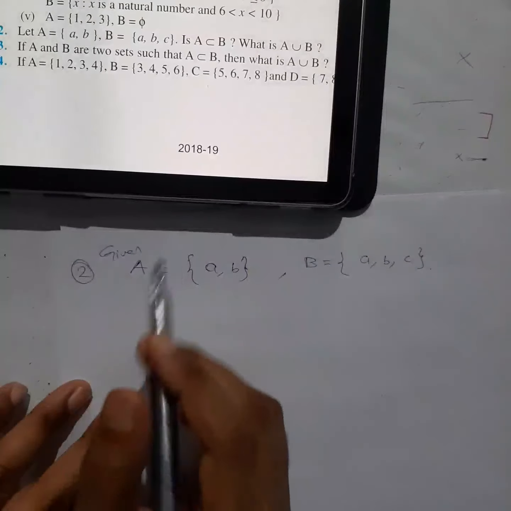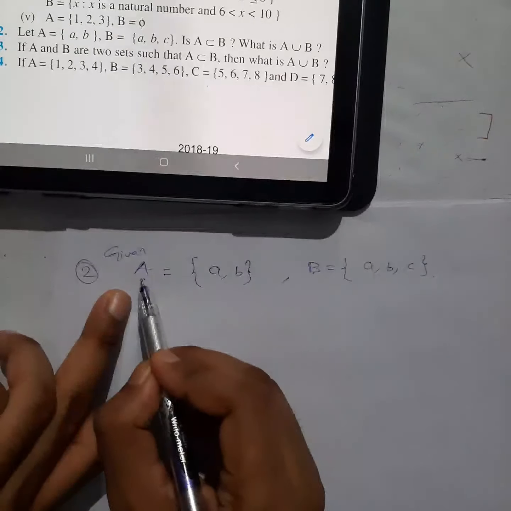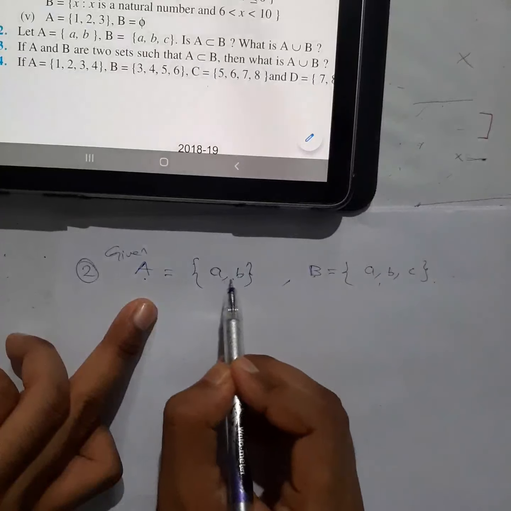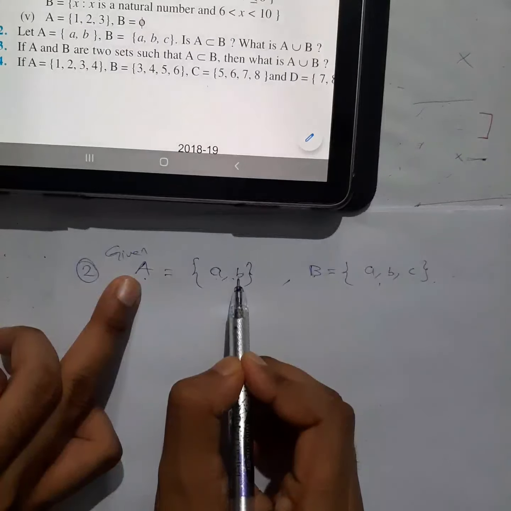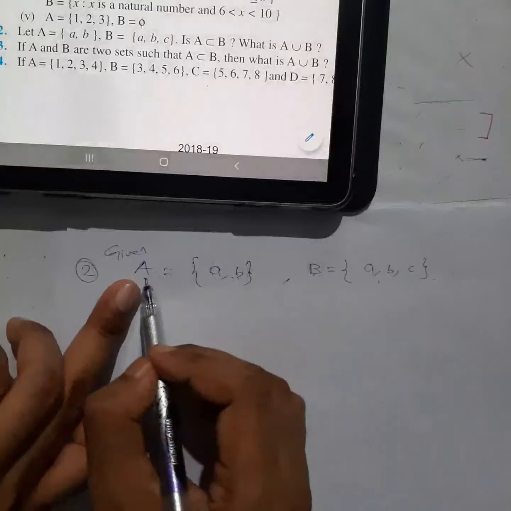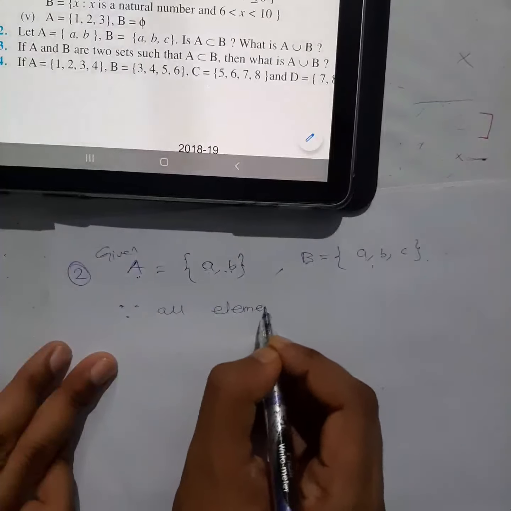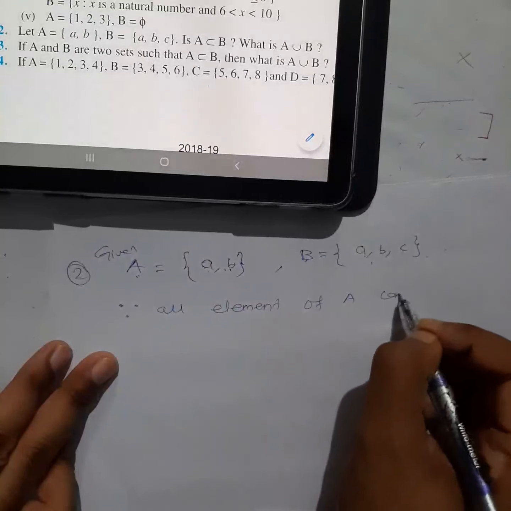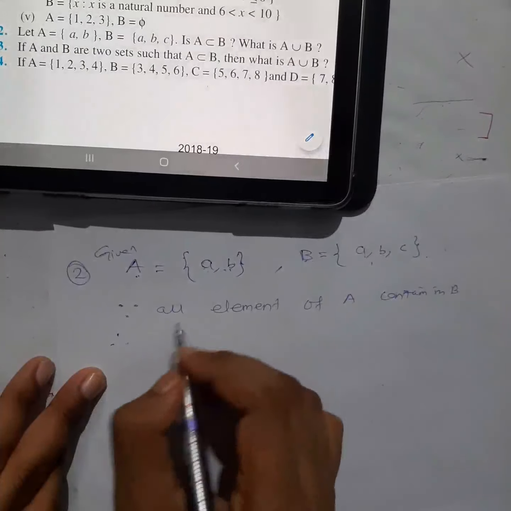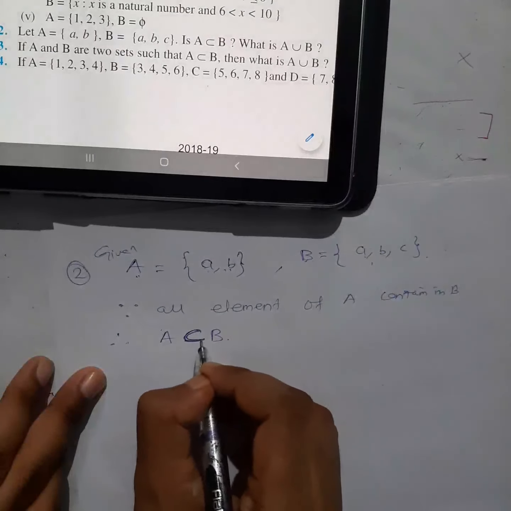Okay, now they are asking, is A a subset of B? Now what was the definition of subset? If A has to be a subset of B, then all elements of A must be contained in B. a is an element of set A and b is an element of set A. So a, b, is it contained in B or not? Yes, a, b are also elements of B. So yes, A will be a subset. Since all elements of A are contained in B, therefore A is a subset of B, proper subset of B.